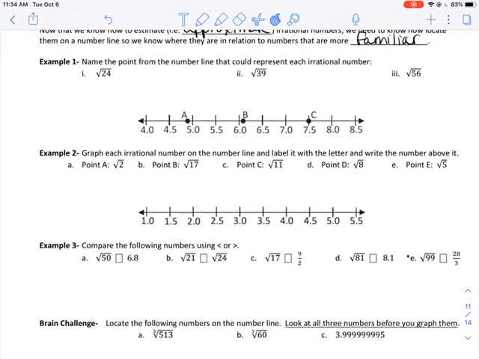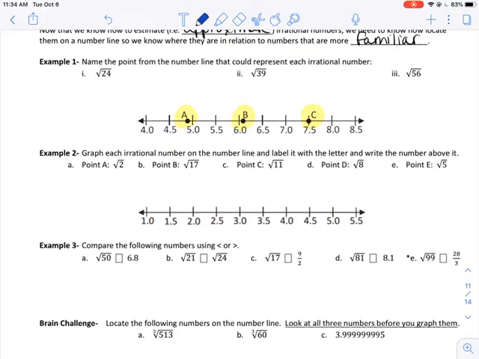The first one is actually pretty simple and easy. You're going to name the point on the number line that could represent each irrational number. I'd recommend looking at the points that you have to begin with. So A is going to be close to 5, B is close to 6, and C is about 7.5. So we don't have to get super precise on figuring out what points these square roots are going to be because all of our points are pretty far apart.